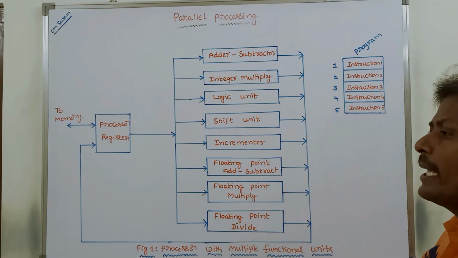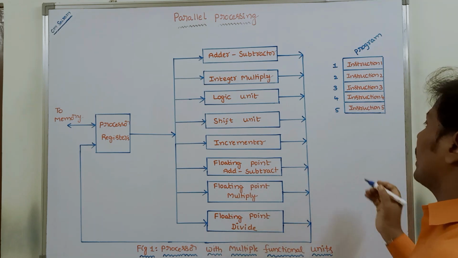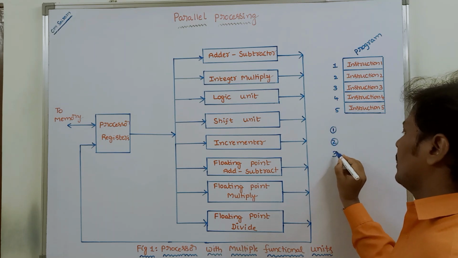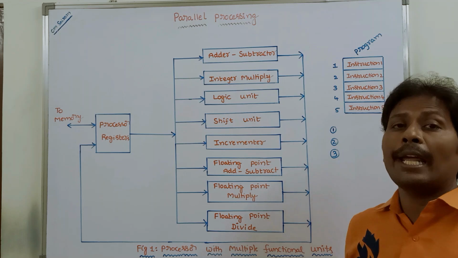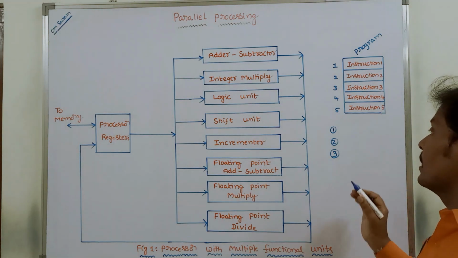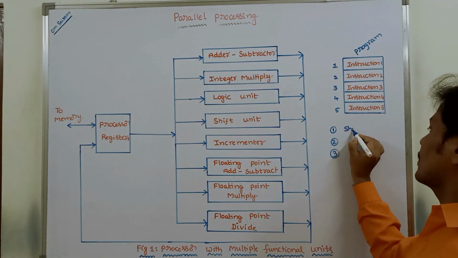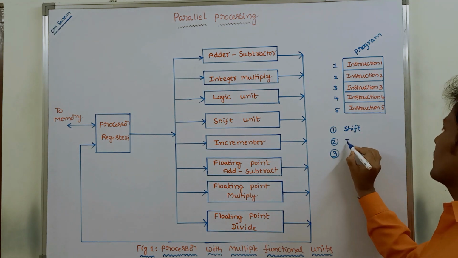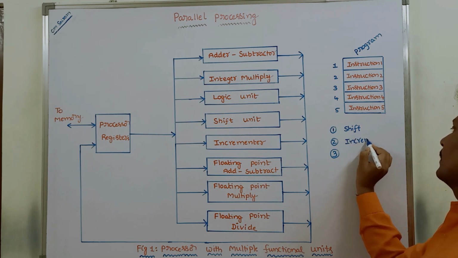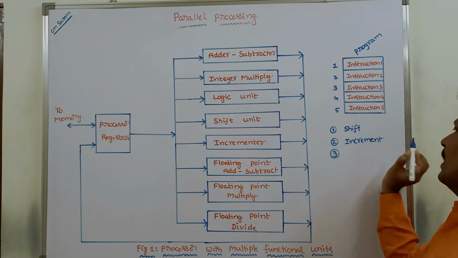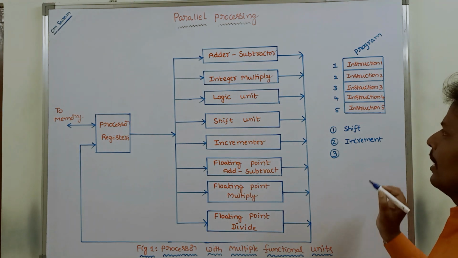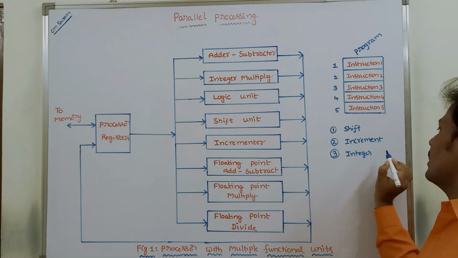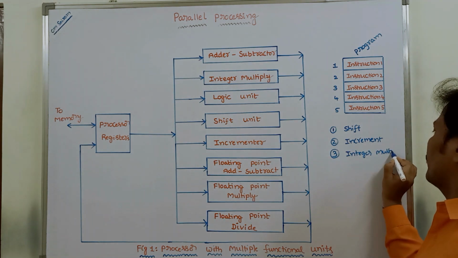Suppose I am taking one program. That program contains 3 instructions. Those 3 instructions perform 3 operations. First operation is shift operation. Okay. Second operation is increment operation. And the third operation is integer multiply operation.